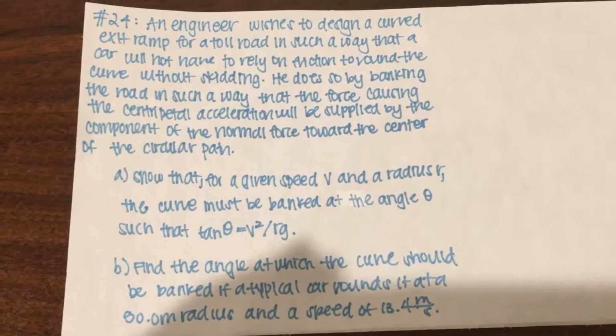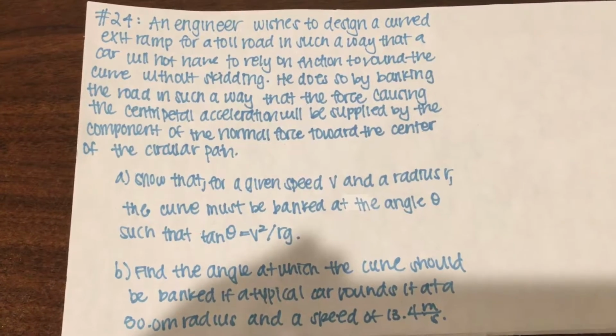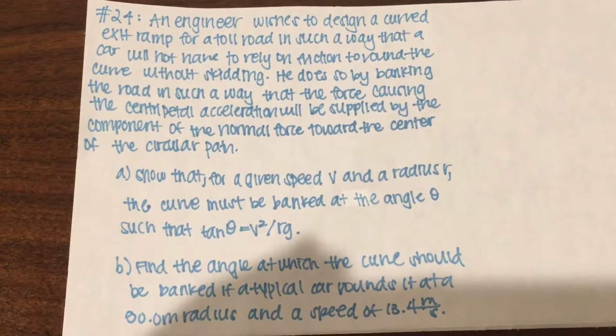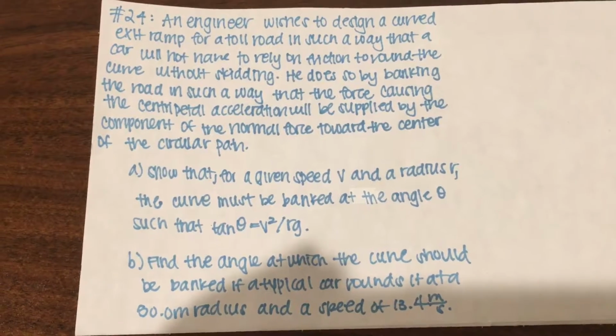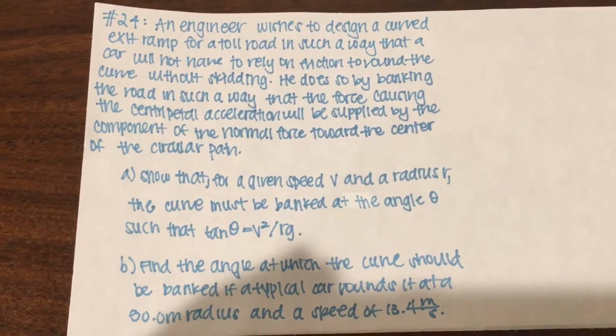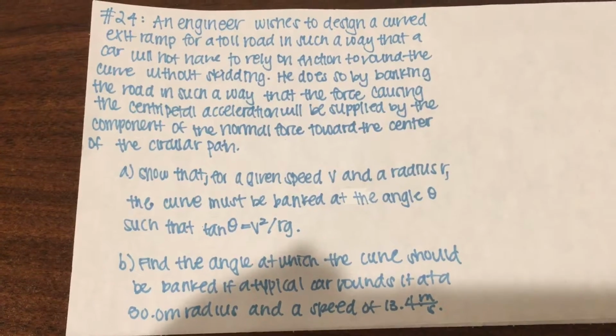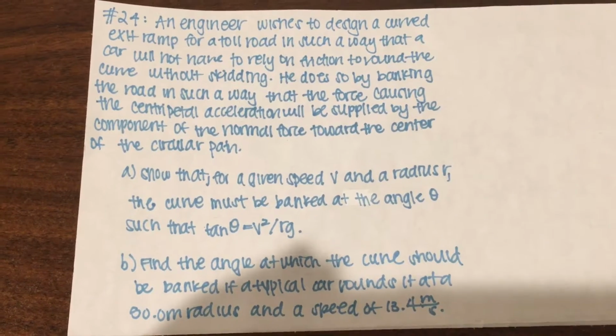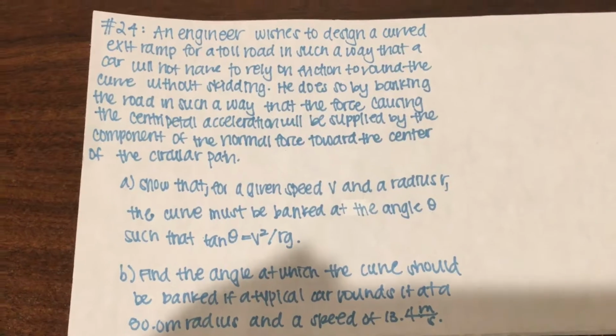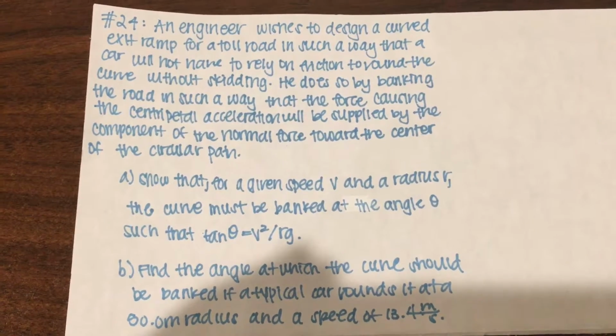A. Show that for a given speed v and a radius r, the curve must be banked at the angle theta such that tangent theta equals velocity squared over radius times acceleration due to gravity. B. Find the angle at which the curve should be banked if a typical car rounds it at a 50 meter radius and a speed of 13.4 meters per second.